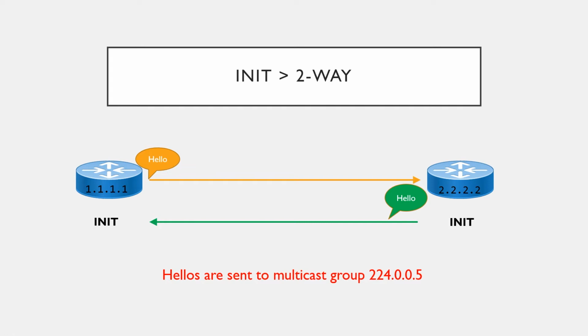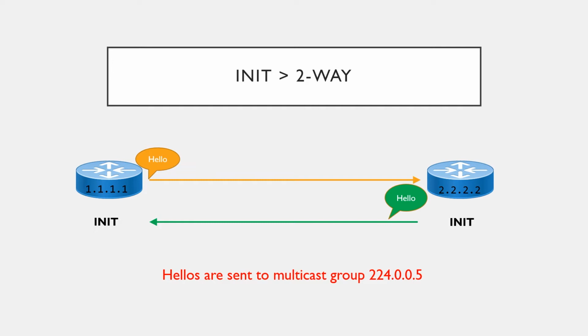And once we enable OSPF, they're going to start sending hellos to one another, and they're going to send it to the multicast group of 224.0.0.5. Whenever you configure OSPF on an interface, that interface is automatically going to subscribe to that multicast group so that it can receive multicast hellos from other neighbors and process them at the CPU level. So R1 is sending hellos to R2, and R2 is sending hellos to R1.